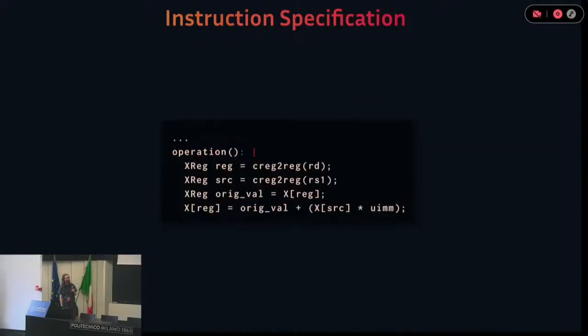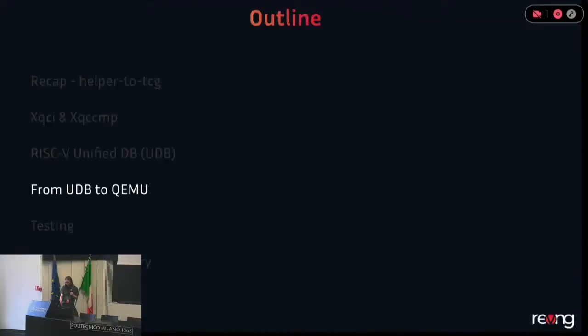And at the bottom, we'll see a snippet of code defining the semantics of the instruction. This is a very C-like language. It's closer to C++, but we'll talk a little bit more about this in a bit.